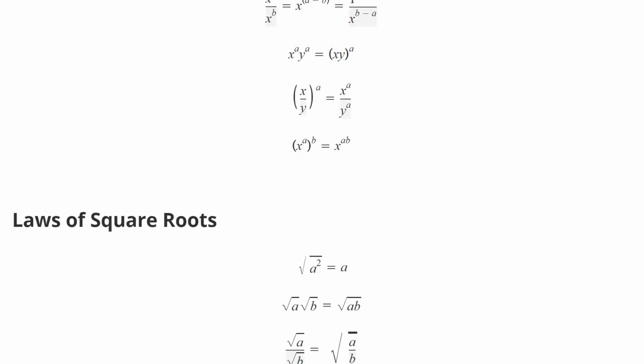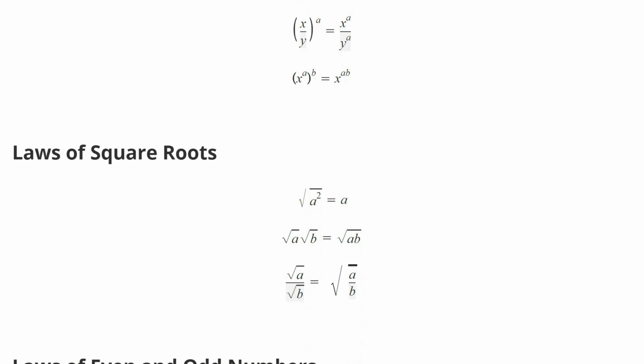Okay, next one, the law of square roots. The square root of a square gets rid of the square. I guess most people know that, but I've seen mistakes made on that many times. Just for context, I've tutored maybe 1,500 students. So I'm using that experience to tell you what kind of mistakes people make.